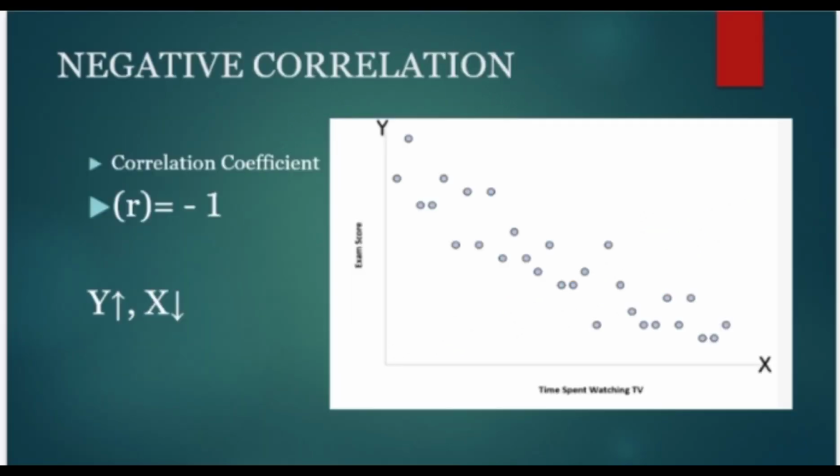And here is the example of negative correlation. Time spent watching TV versus exam scores. The more time a student spends watching television, the lower their exam scores. In other words, the variable time spent watching TV and the variable exam score have a negative correlation. Exam scores decrease as the amount of time spent watching television increases.